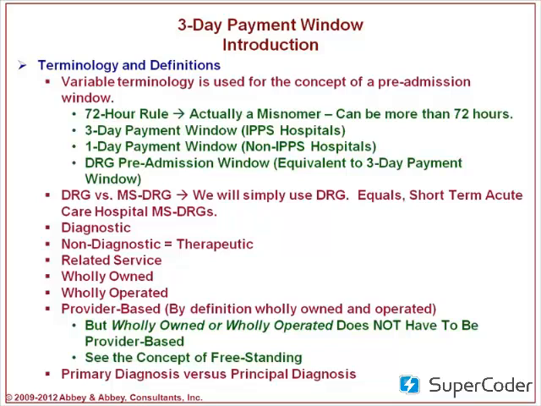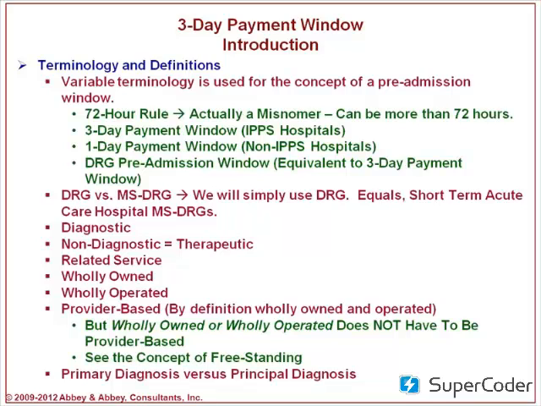Now, this particular 3-day payment window rule, I'll call it, has various names. Many of you will refer to it as the 72-hour rule, the 3-day payment window, the 1-day payment window, the DRG pre-admission window. But basically, most of our focus will be on the 3-day payment window, which is for inpatient prospective payment system hospitals. Now, there's some other hospitals out there, like long-term care hospitals, that have a prospective payment system, but it's a different one. And they have a 1-day payment window. Now, I probably will not comment much more to the 1-day. I'll be talking about the 3-day payment window today.